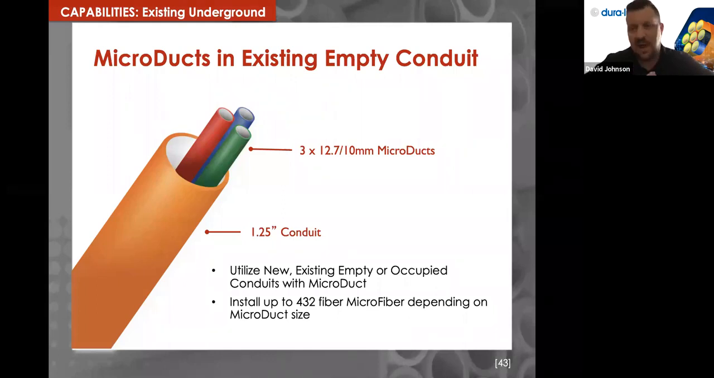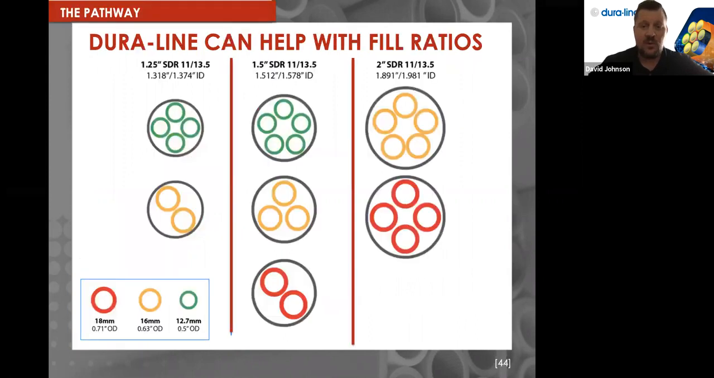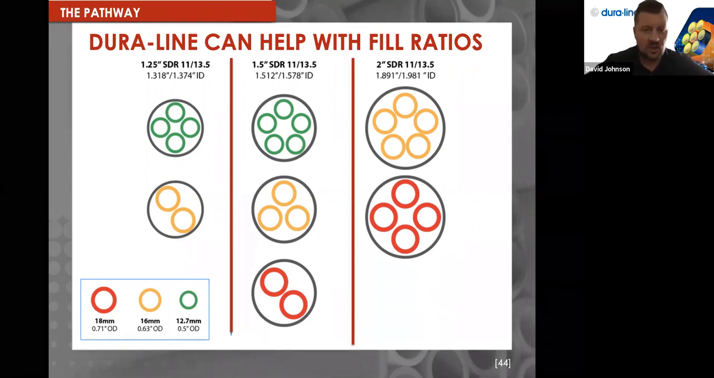We say put as many pathways in now, and then you don't have to use all of them. You can use 1 or 2 for now for your infrastructure, but utilize that space. Put in as many microducts as possible. This is just kind of a screenshot of 3 different sizes of microducts that you can use within 3 different sizes of conduit systems that are out there in the network quite often: 1.25 inches, 1.5 inches, and 2-inch.